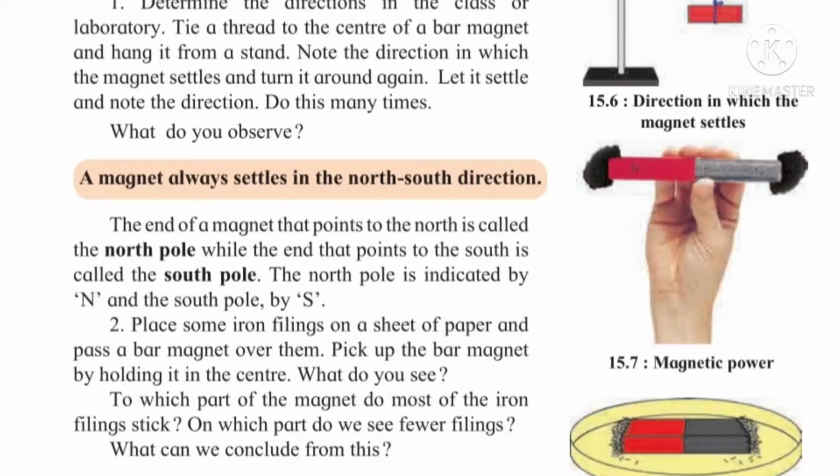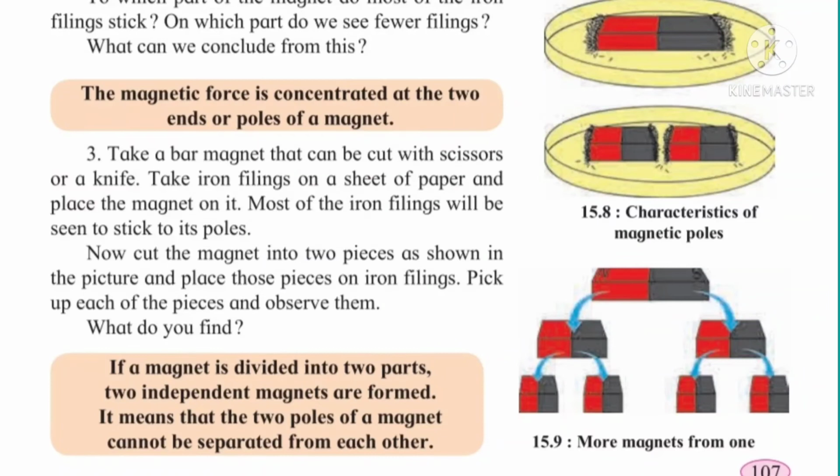If we keep iron filings and rotate the magnet, what happens? Wherever the iron filings are, they get attracted at the end of the pole with a high concentration. It means magnetic force is concentrated at the two ends or poles of the magnet. Their characteristics are stronger at the pole of the magnet. At the pole they have higher magnetic power. Okay, now see the third property.